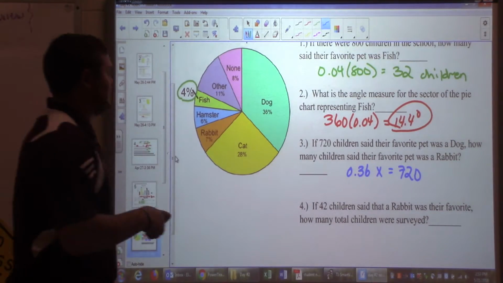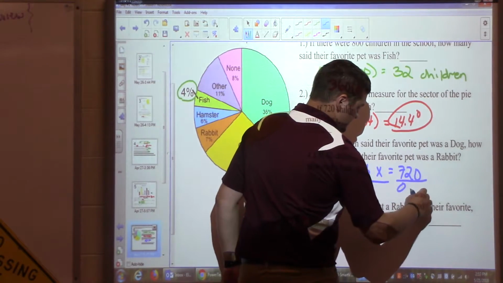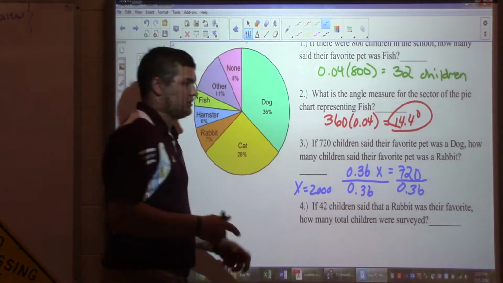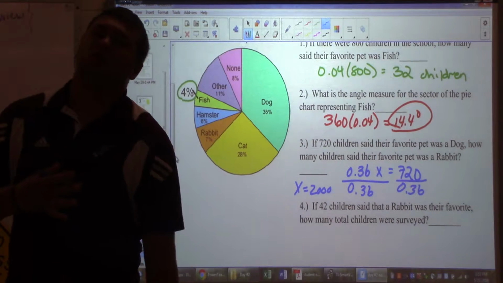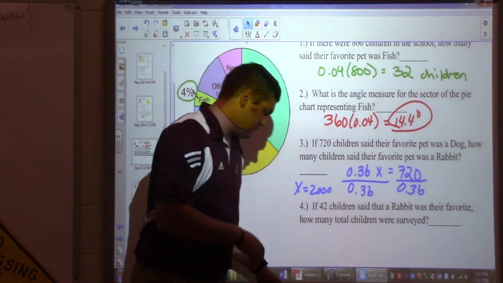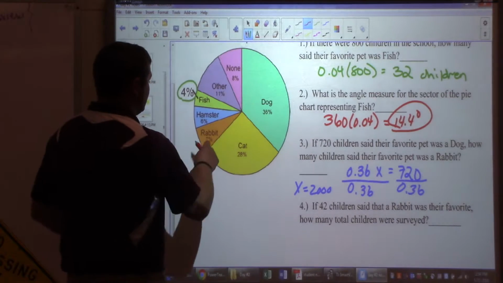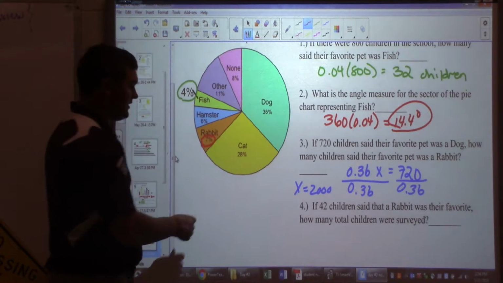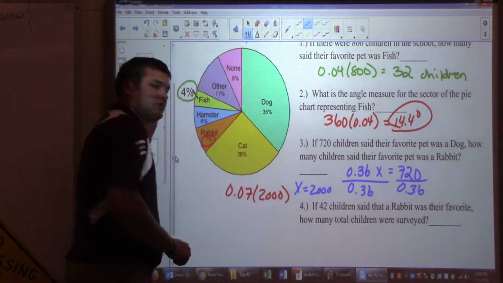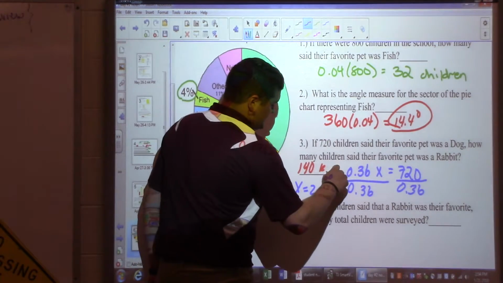2,000. So I'm going to divide by 0.36. So X equals 2,000. There's 2,000 children who were surveyed. Which means what for how many said that the rabbit was a favorite? Multiply by 0.07, because 7% said the rabbit was their favorite. So 0.07 times 2,000. How many children? 140, just like you said. 140 kids said the rabbit was their favorite.